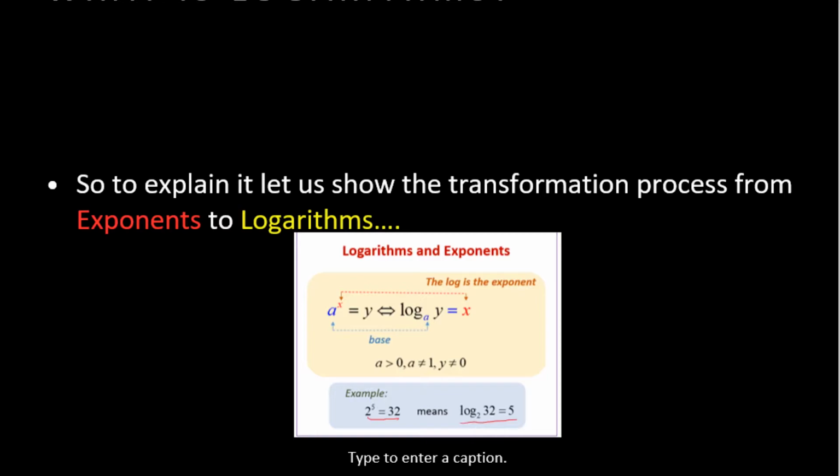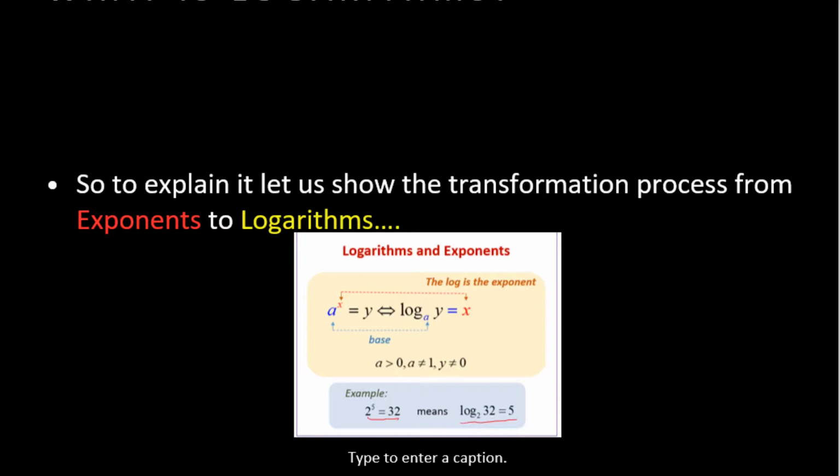But we must also take care that a must be bigger than 0, a must not equal 1, and y, which is the argument, must be bigger than 0. So for example, as you see here, 2 to the power of 5 is equal to 32. That means log base 2 of 32 equals 5.